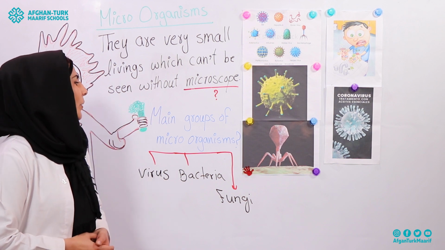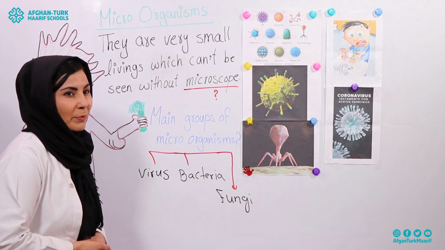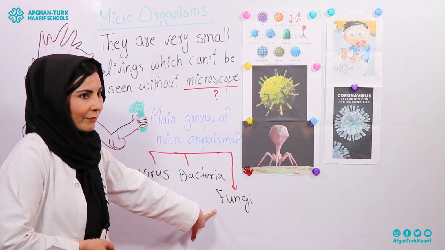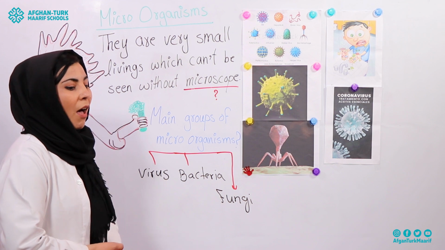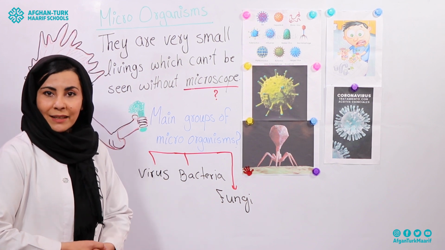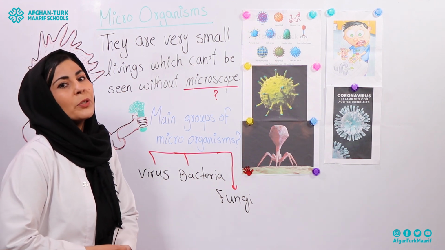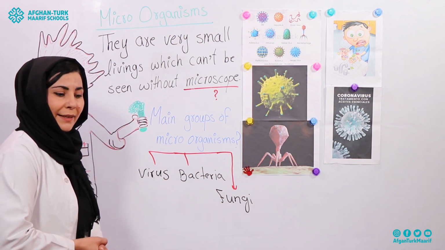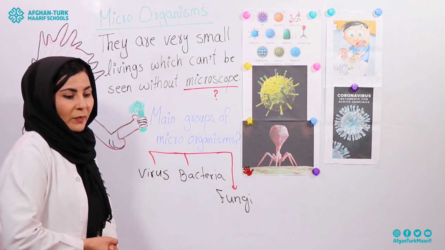Main groups of microorganisms. There are three main groups of microorganisms: virus, bacteria, and fungi. For today, we will just study viruses. Viruses are very small microorganisms which can be seen with a microscope. They are always harmful for the life of humans and plants. They cause different kinds of diseases and sometimes they cause death.